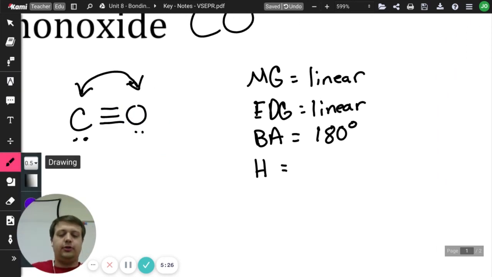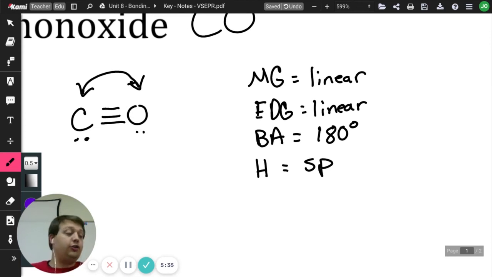So our hybridization, we've got 2 things attached. So we have SP as our hybridization. And again, you could look at the table at the back on your second page. It looks like this. Your hybridization is over here. Okay?